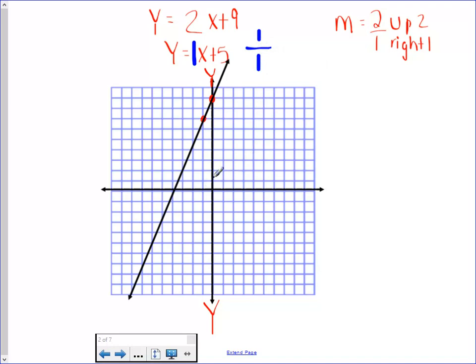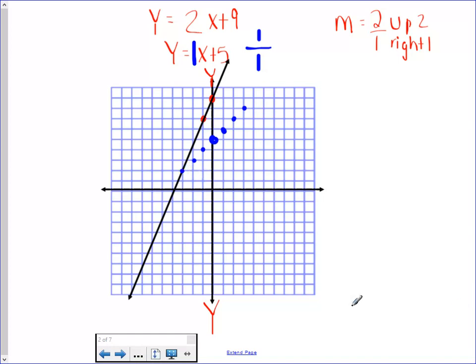Put a point on 5. 1, 2, 3, 4, 5. And then we do have a slope of 1 over 1, which means to do what? Up 1, right 1. You can do as many points as you want. Up 1, right 1. What's the opposite of going up 1, right 1? Down 1, left 1.